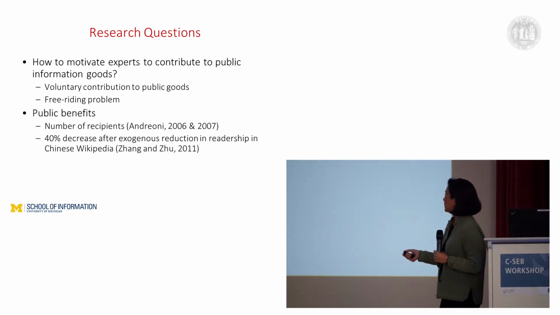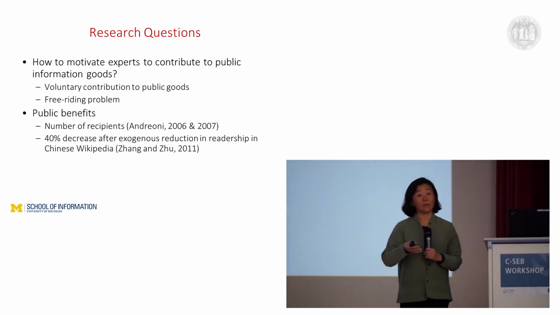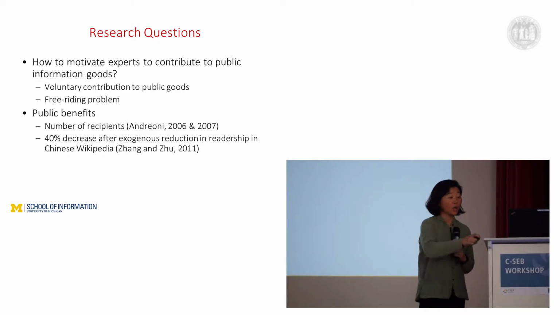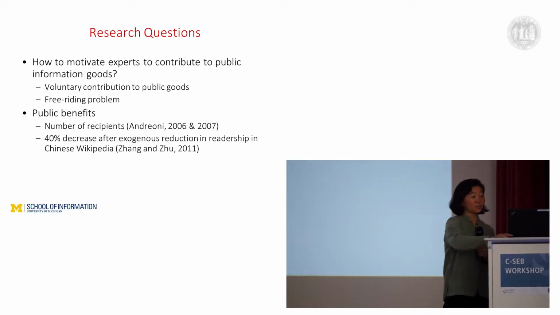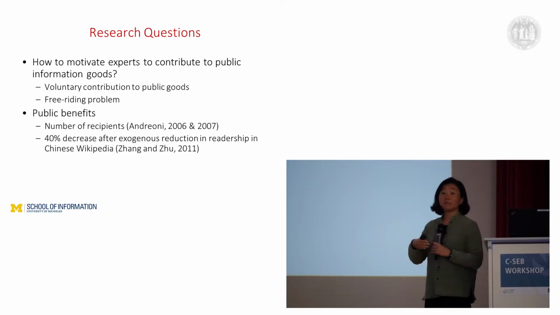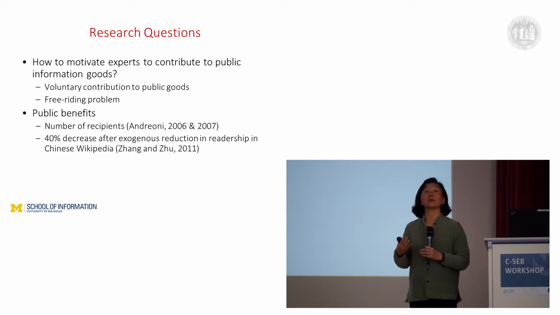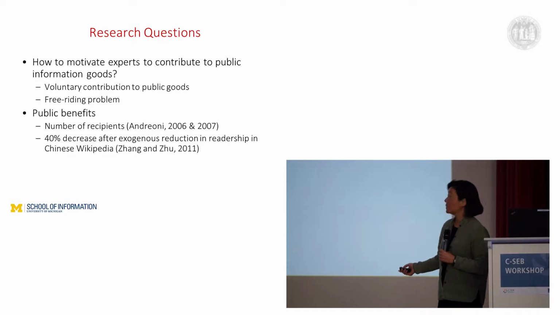And that's exactly what Zhang and Zhu did. They look at the exogenous reduction in readership in the Chinese Wikipedia and look at people who are not blacked out. Editors and readers from mainland China are shut out when Wikipedia is blocked, but contributors from Taiwan, Hong Kong, and overseas Chinese are not blocked. But even their contributions reduced after the Chinese Wikipedia was blacked out. Which means that the perceived impact of the Wikipedia articles has an effect on contribution. So we're going to manipulate that part in the experiment.